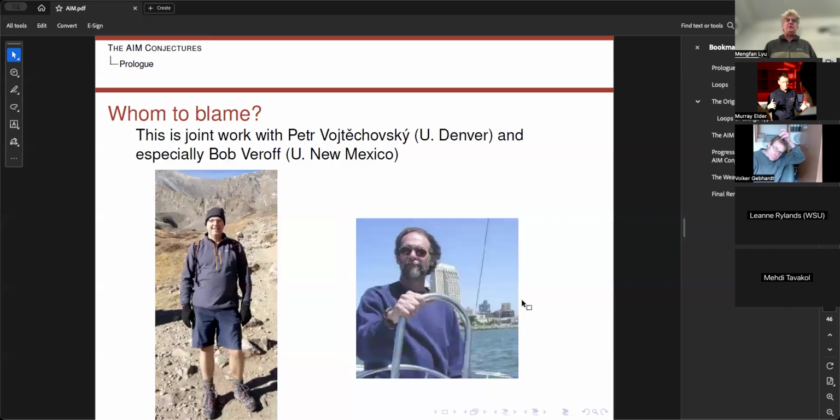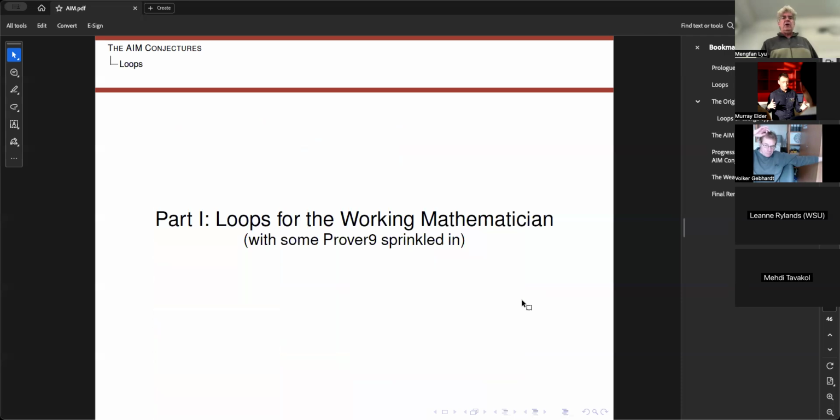So here are my co-authors who are entirely responsible for any mistakes that I make in the talk. I am not responsible. So my colleague, Petr Wojciechowski, and Bob Viroff, who is a computer scientist at the University of New Mexico. Okay, so the talk will be in various parts. I'm not one of those persons who puts up a slide that shows you the table of contents. You'll just be surprised at what the parts are.